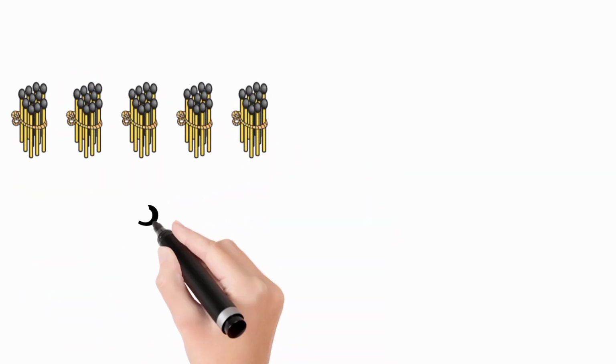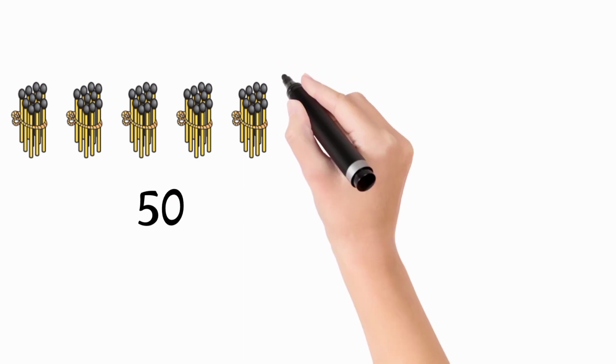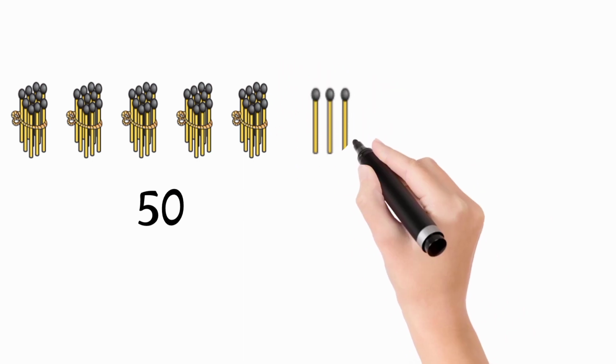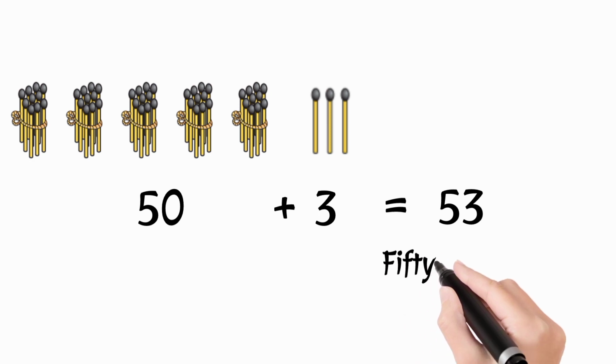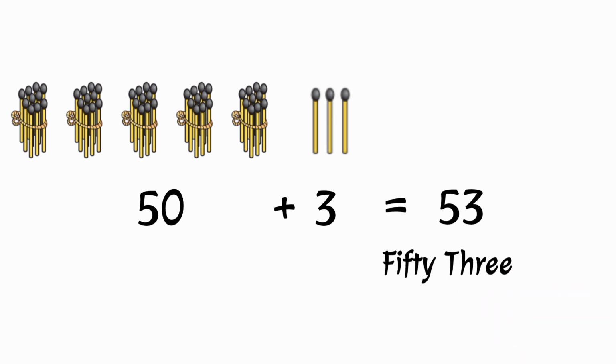Five bundles means 50 and 3 loose matchsticks. So 50 plus 3 is equal to 53. 5 tens and 3 ones. 53. इसे 53 कहते हैं.